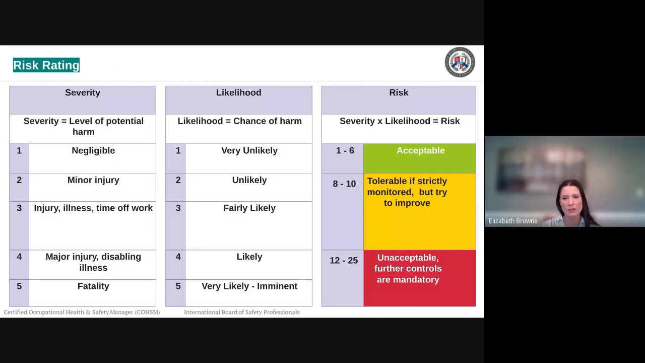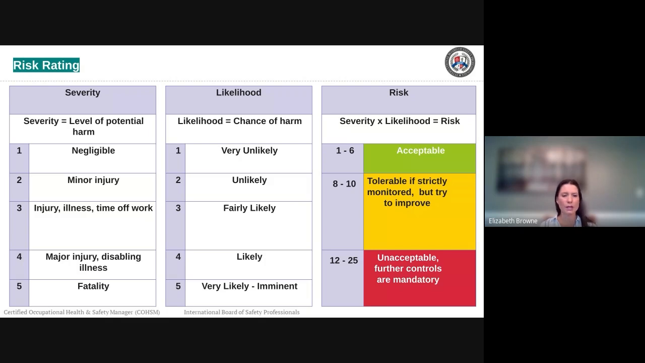And so, doing this severity and likelihood assessment, we typically look at this in a matrix format, where we are looking at the cross section of the severity and the likelihood. And we do this to consider, is there an acceptable level of risk? And this can vary based on the company and based on the task at hand.